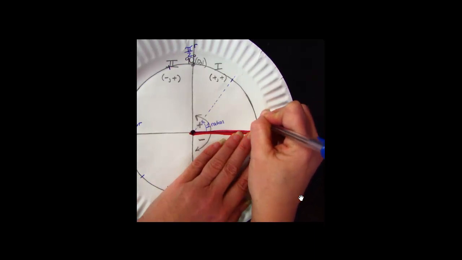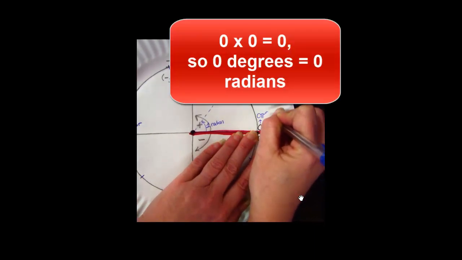0, well, 0 times pi is 0. That's kind of a no-brainer. 0 degrees is 0 pi radians. That's quick and easy.